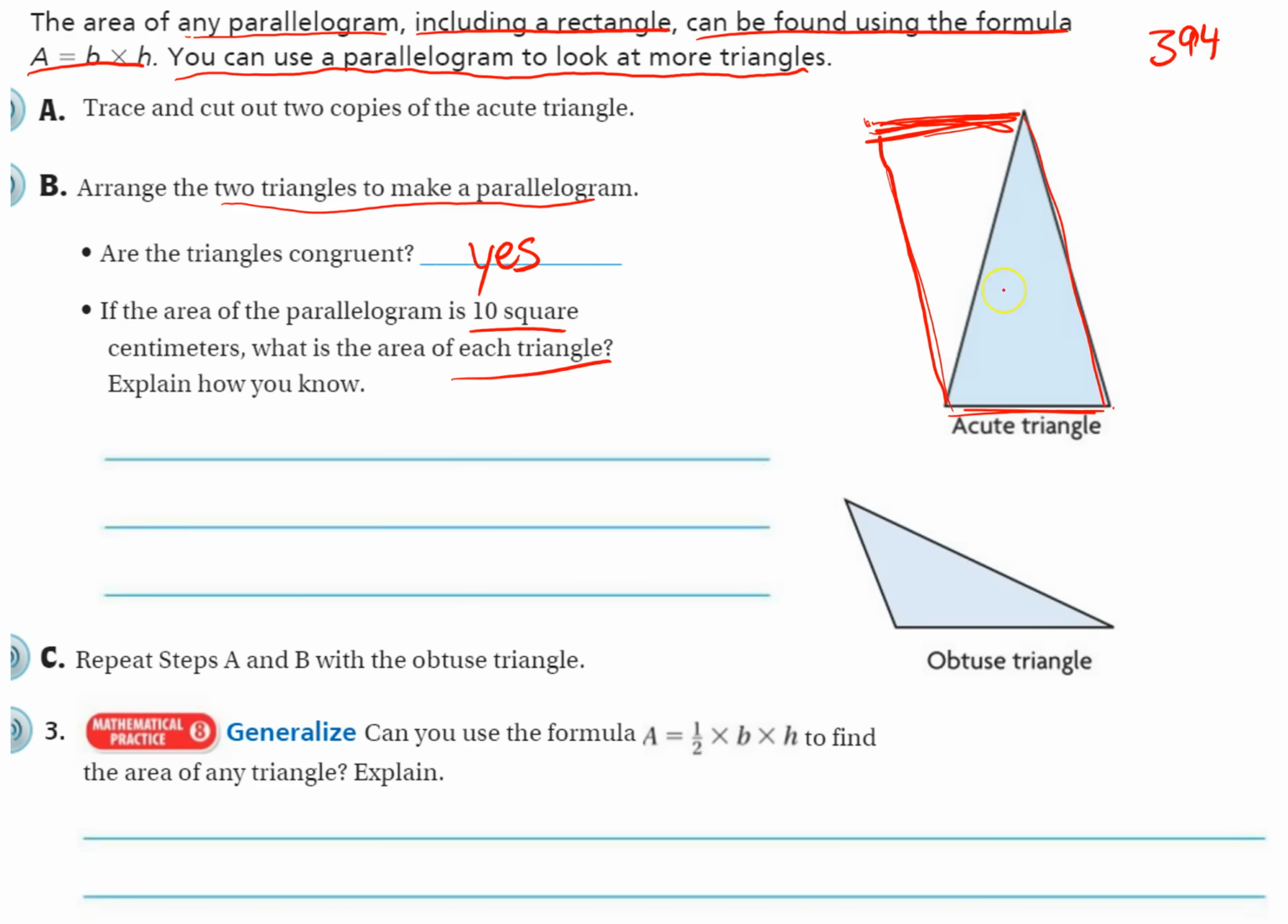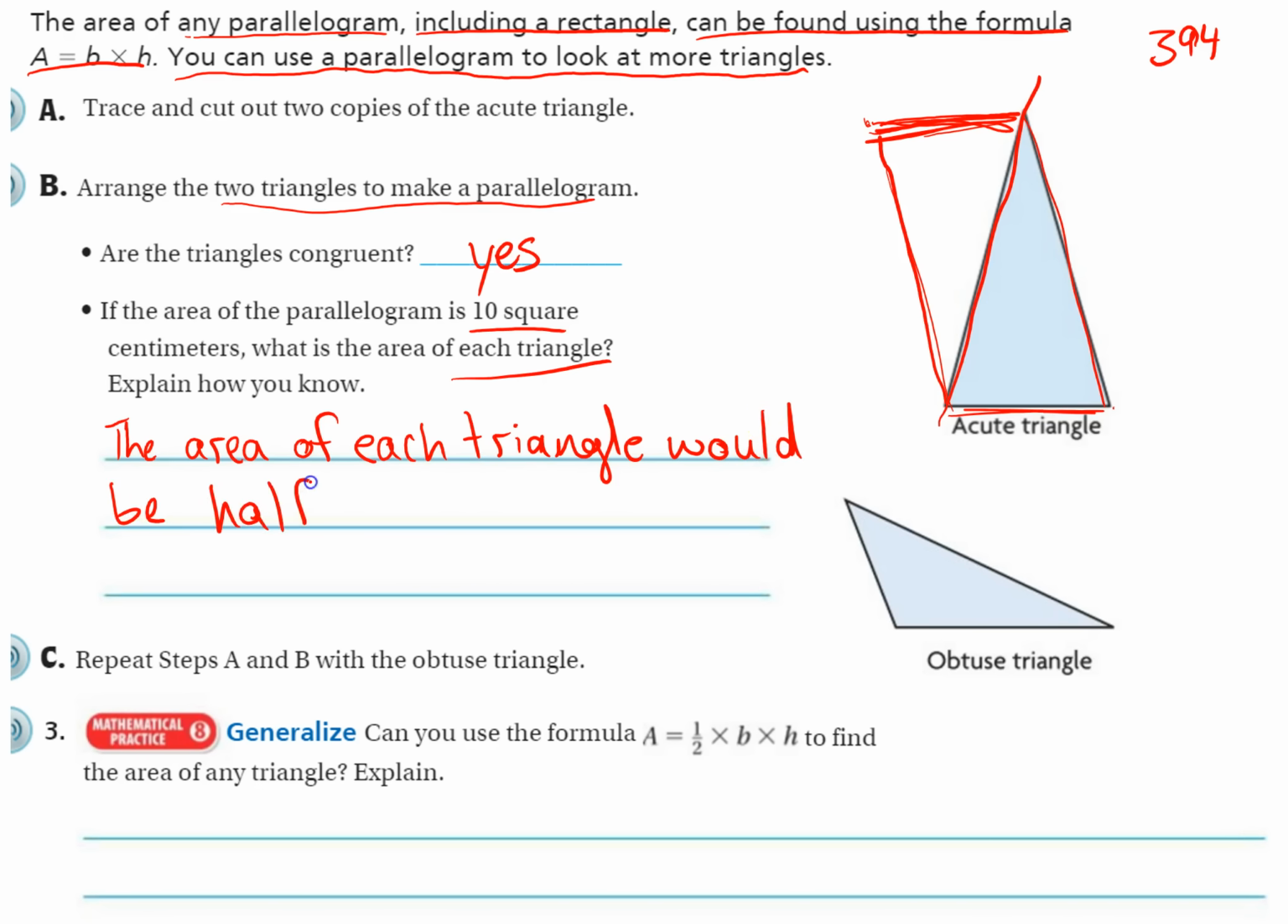So if the whole thing is 10, by cutting it in half, the area of each one would be half of 10. So the area of each triangle would be half of 10, which is 5.